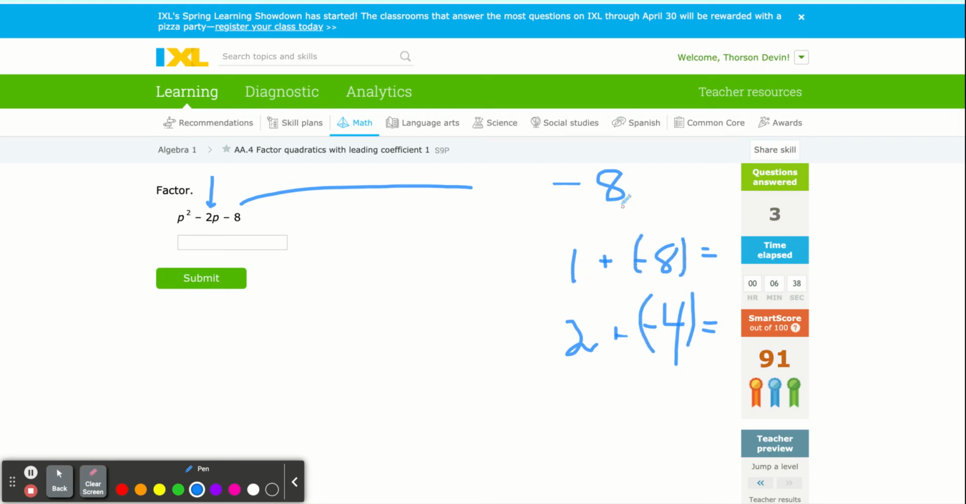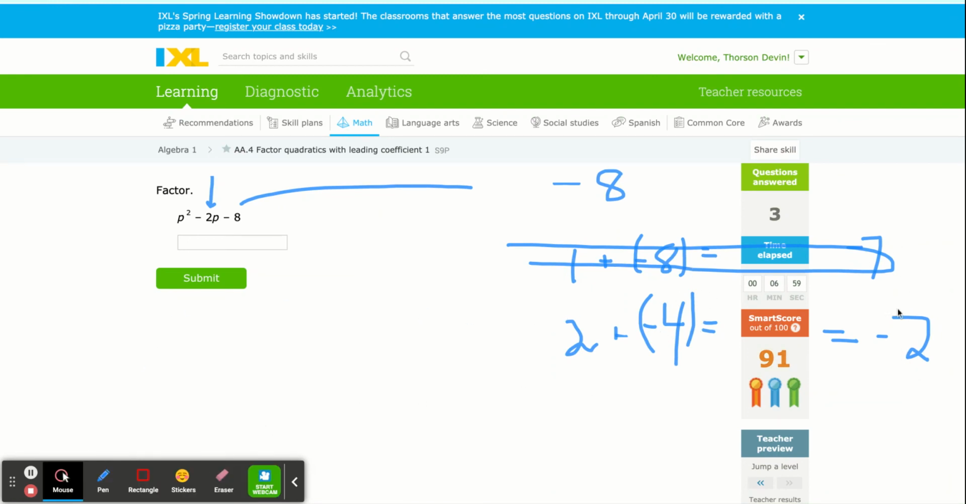So when I multiply them, I get the negative 8, but when I add, I get a negative outcome. But what's 1 plus negative 8? That's negative 7. I didn't want negative 7. I wanted negative 2. So this didn't work. So what's 2 plus negative 4? Oh, that's negative 2. So I find out that the 2 and the negative 4 are the two numbers. So not these numbers over here, not what I'm adding, because that's the middle number, not what I'm multiplying, that's the end number, but the two numbers that I use to do that.